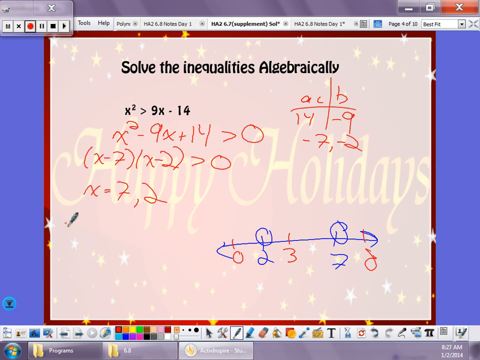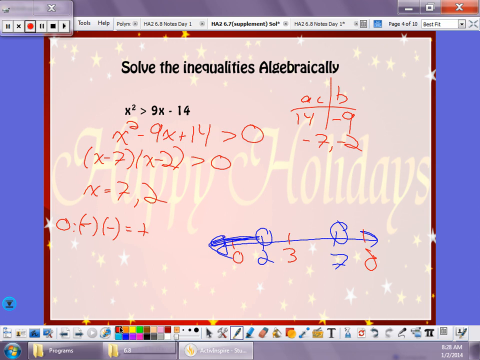So with 0, okay? 0 minus 7, is that negative or positive? Negative. 0 minus 2, is that negative or positive? What's a negative times a negative? So is a positive value greater than 0? Yes. So now I can shade in here. Okay, see how that's kind of a quick way to do it? No? Alright, that's fine.